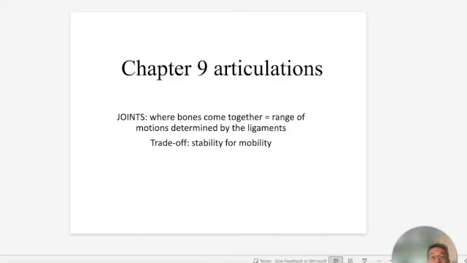Hello, everybody. We're doing chapter 9 on articulation. Articulation is the joints where bones come together and move.